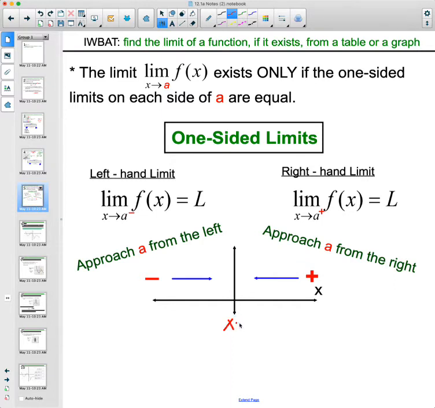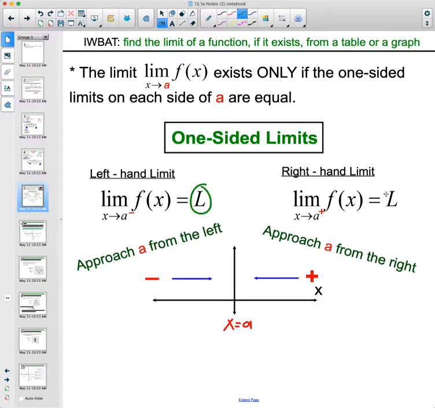Okay, so let's just say here's your A value. When you're plugging this in, if the numbers coming in from the left and the numbers from the right are the same, then this limit exists, okay? So for left-hand, the notation is this little minus sign. This one is the limit as x approaches a from the left of the function is L. And if the limit as x approaches a from the right, this plus sign, of f of x is L, then the overall limit exists.